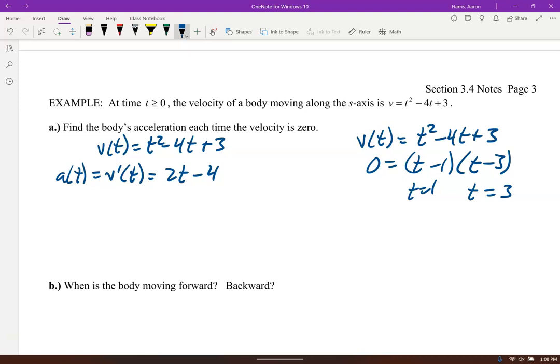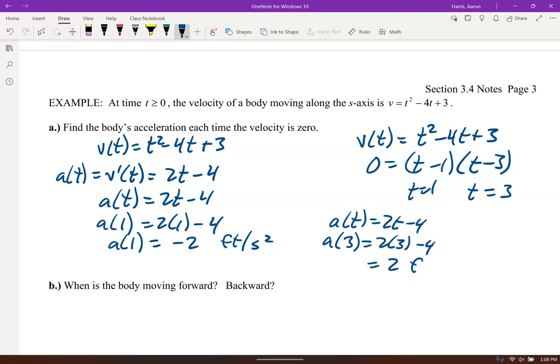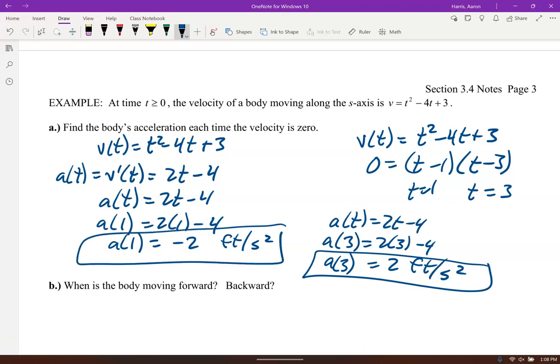So let's go back. Here's our a of t. Here's our acceleration. Let's plug it in at 1. So it looks like at 1 second, I'm -2. This would be like feet per second squared, whatever our units are. Now let's do it for 3 seconds. A of t equals 2t minus 4. So a of 3, 2 times 3 minus 4. So 6 minus 4, I got 2 feet per second squared. There's the acceleration when the velocity is 0.